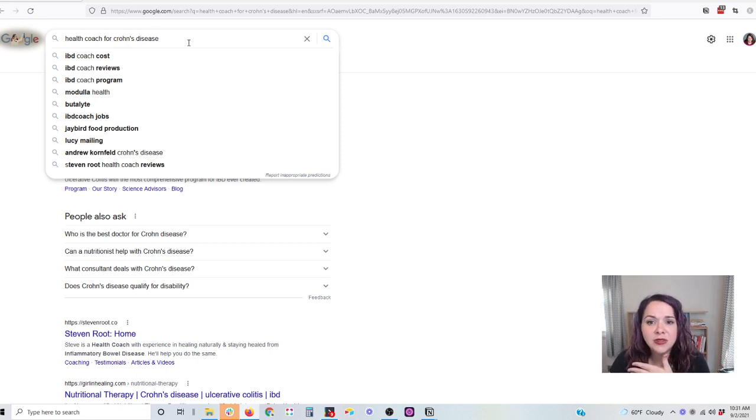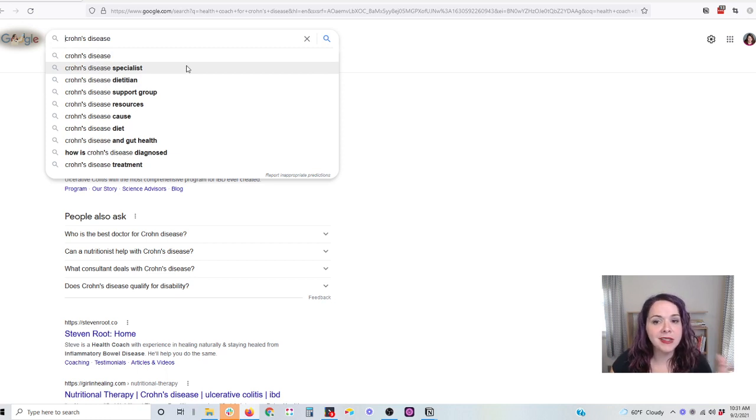So health coach for Crohn's disease might be what you're thinking about, but what other people are searching for might show up in that autocomplete, that Google knows these are correlated, like IBD coach, specific people that are in there. Maybe you want to take a look at who the competitors are, or you might want to decrease this a little bit and say Crohn's disease, and maybe instead of health coach, you see that people are looking for specialists or dietitians or support groups or resources or gut health, right? How is it diagnosed? How is it treated? These are all really good questions that if you want to serve this population with this condition, you can see the exact things that they are searching for.